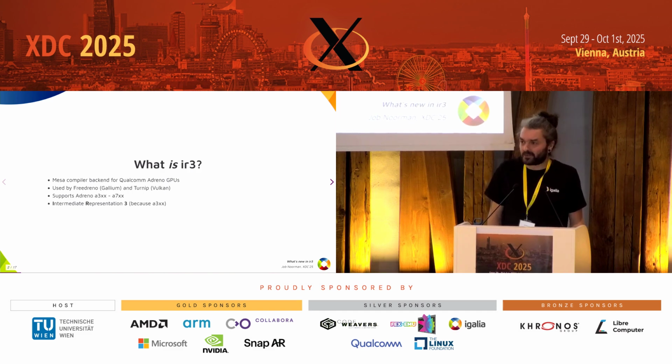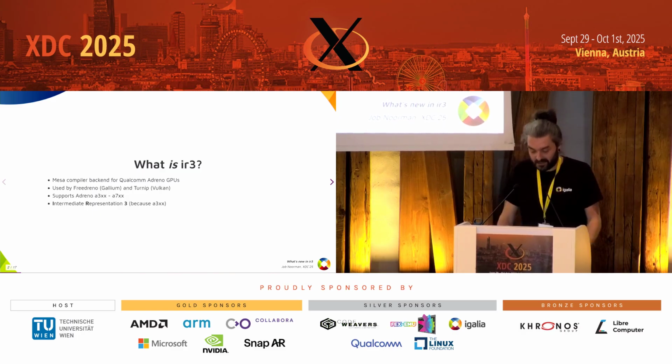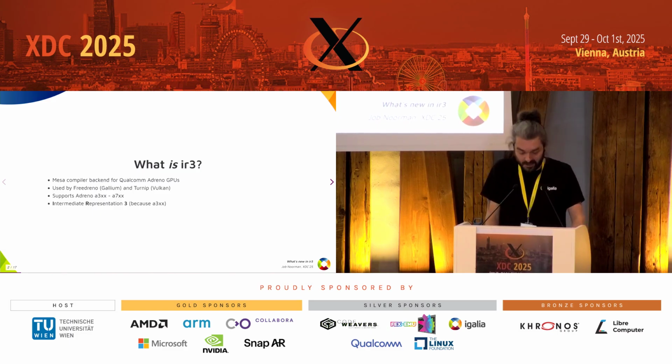So before that we had ir2, and from the A200 series to the A300 series, there was a big change in the ISA, and a new backend was needed. And since then, this backend has been used for all the later generations as well.